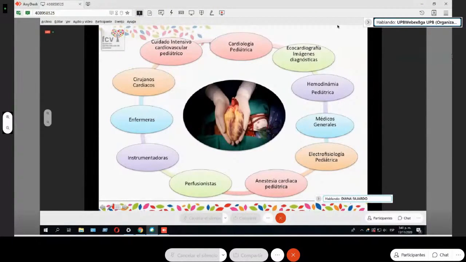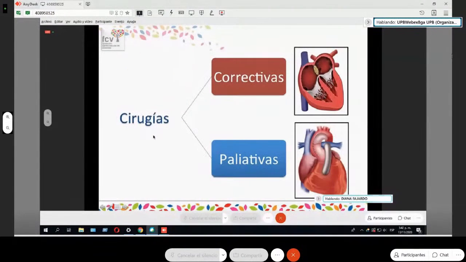So during heart surgery, what we do is correct an anatomical defect that the patient has, or we fix it in a way that the patient has a better quality of life during his lifetime. When we can correct the defect, for instance, to close a hole in the heart and have the heart work as usual, we call that corrective surgery.